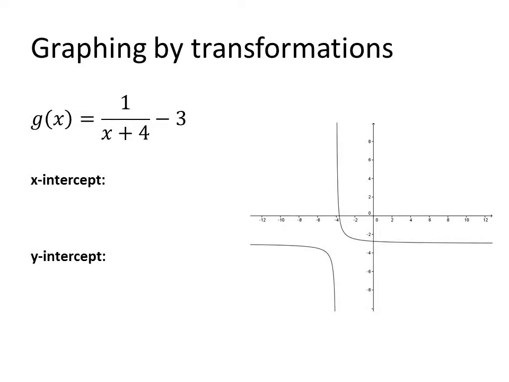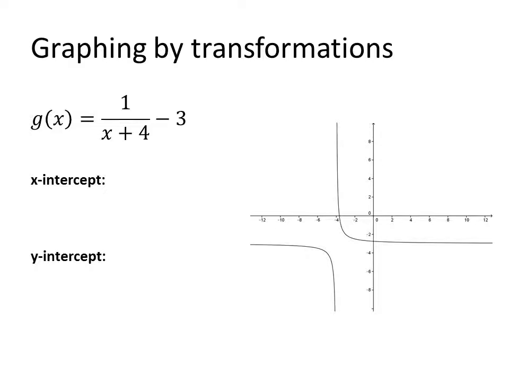If we wanted to find the x and the y intercepts of this, we can see on the graph that the x-intercept is going to be somewhere between, it looks like, negative 3 and 4, and the y-intercept is going to be somewhere between maybe 2 and 3. The process for finding these is the same as it's been before.